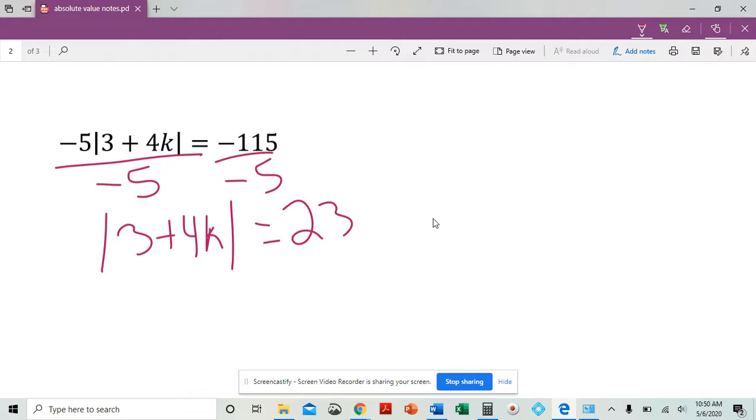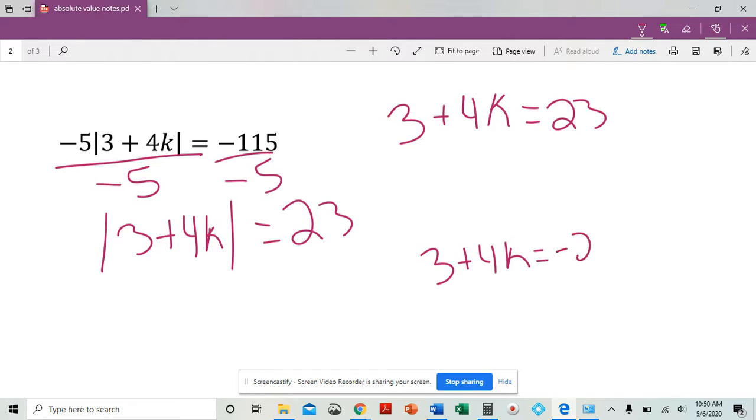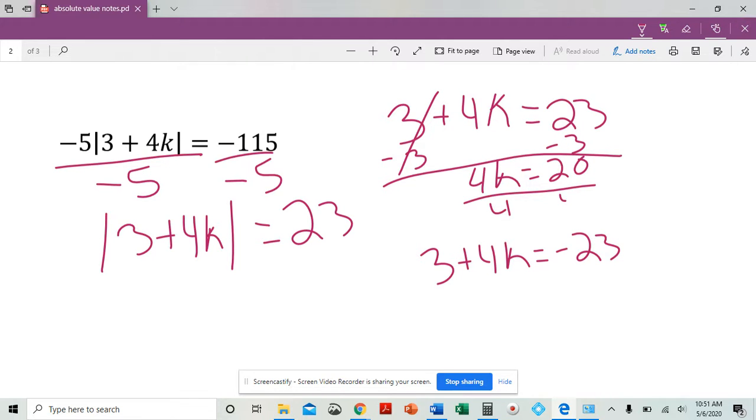So now we're going to start writing our two equations. 3 plus 4k equals 23. And 3 plus 4k equals negative 23. So we're going to subtract 3 from both sides first. We'll have that 4k equals 20. Divide both sides by 4. K is going to equal 5 in this first equation.